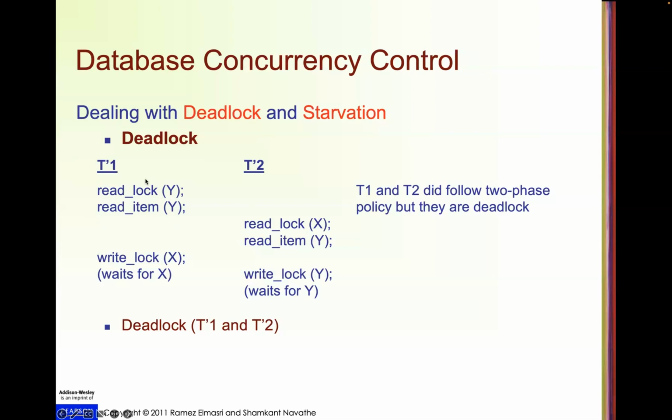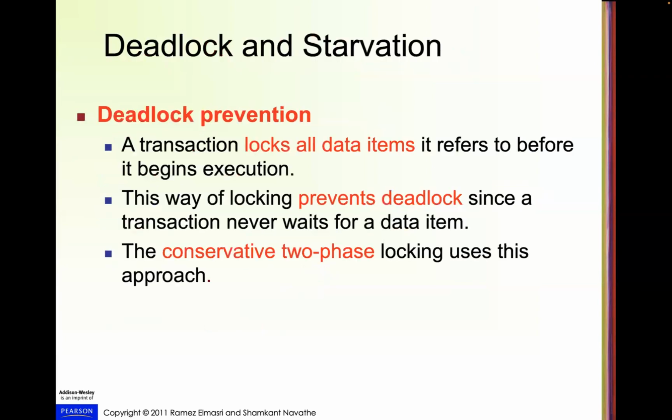It's like I need to access lab 1 and lab 2. Straightforwardly, before taking the exam, I reserve them for my use, so that other teachers cannot take lab 2 from me. So we don't have the deadlock problem. Now, the second point is that this way of locking prevents the deadlock, since the transaction will never wait for a data item. It will just finish its work and then return the data item by unlocking it. The conservative two-phase locking uses this approach. We saw two approaches, right? Conservative and basic. So the conservative uses this approach of deadlock prevention.